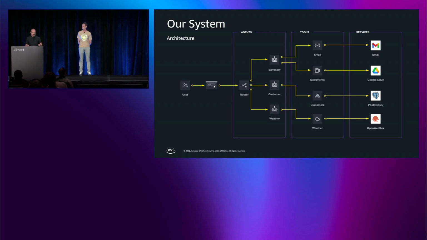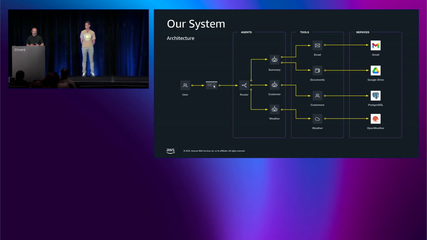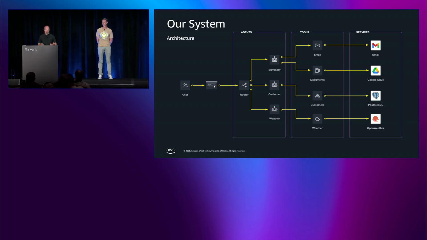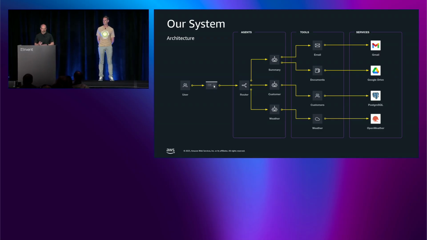Here we have a system that has a user. They obviously want to do something with AI, and they are asking agents to do things for them. Those agents are connecting to tools. Those tools then are accessing services to be able to do what they need to do. So if you go from left to right, there's a lot of moving parts.